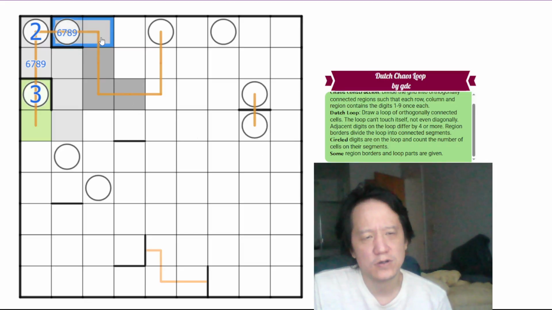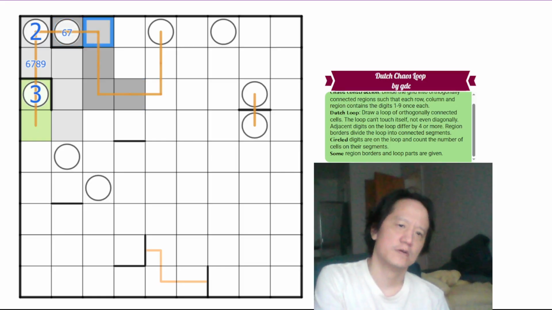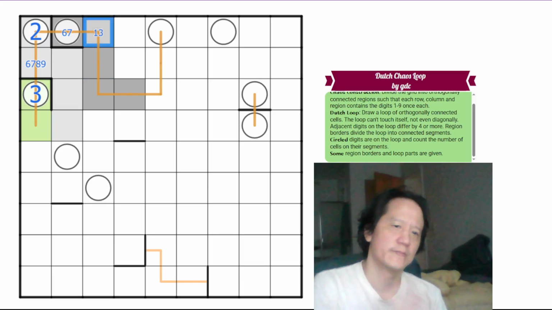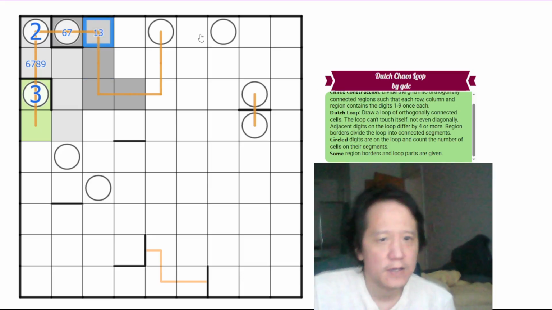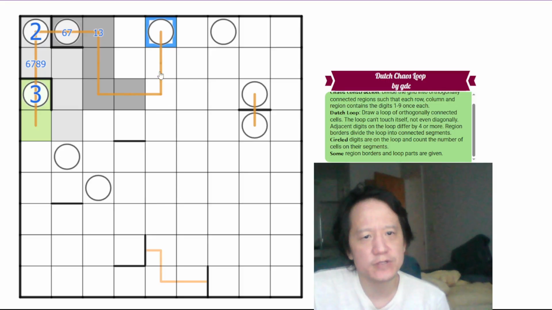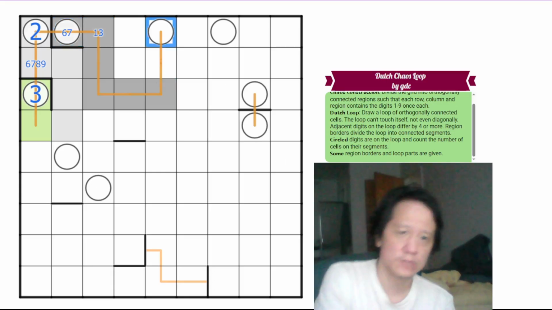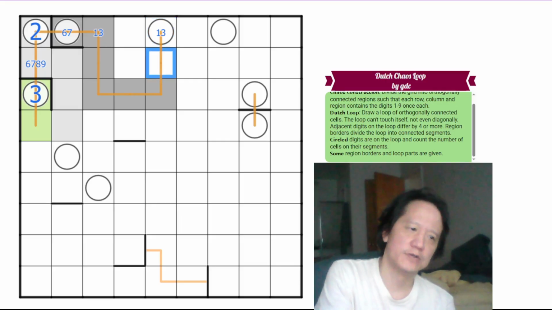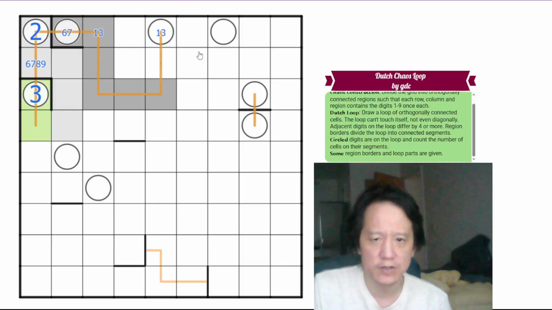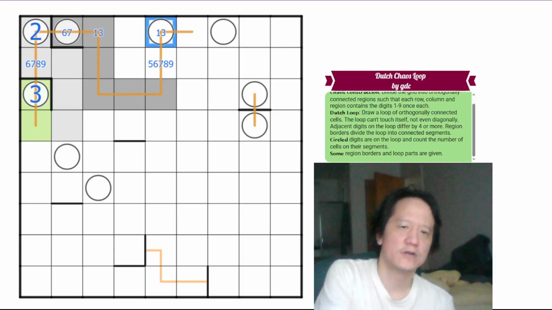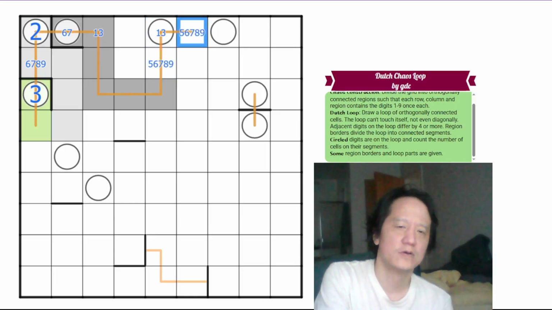So this is 6 or 7, next to 1 or 3. This is only 1 or 3 in size, right? Because this is guaranteed to be 6 here. 1 and 3 can only go this way. So this is 5 through 9 here, and this is 5 through 9 here.